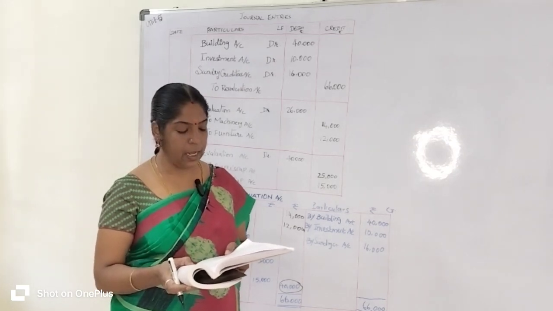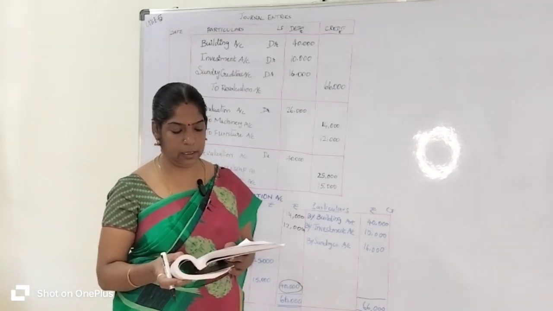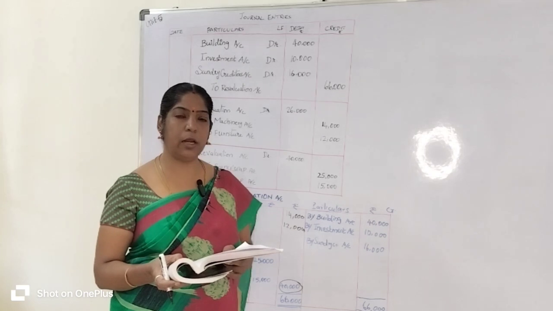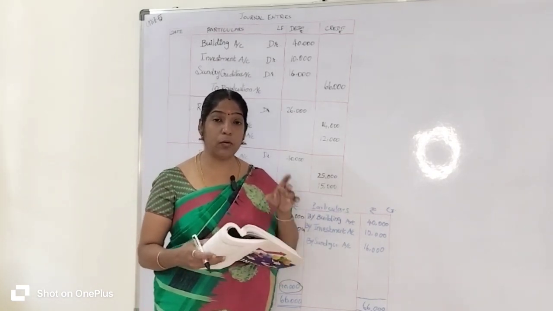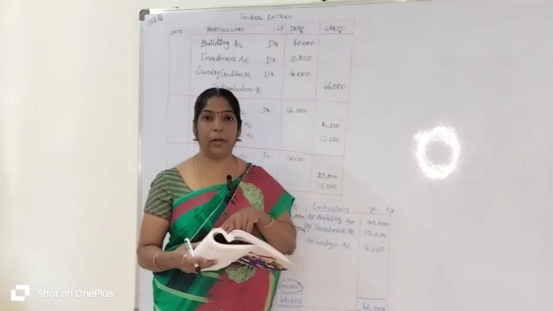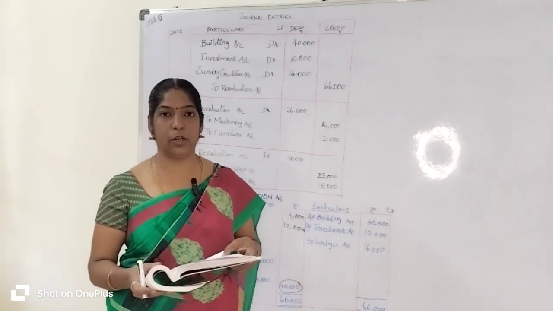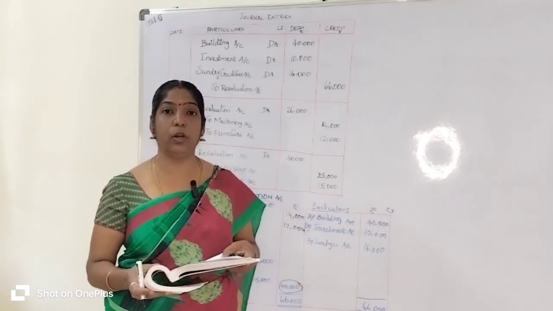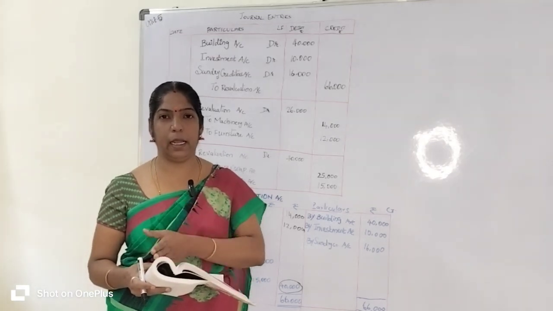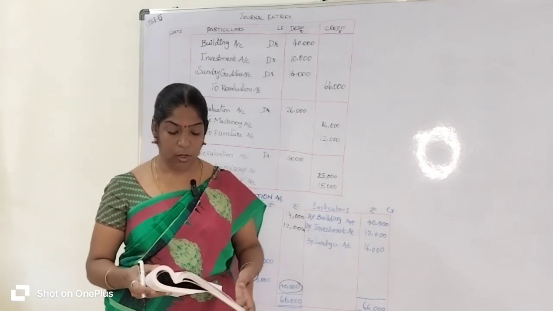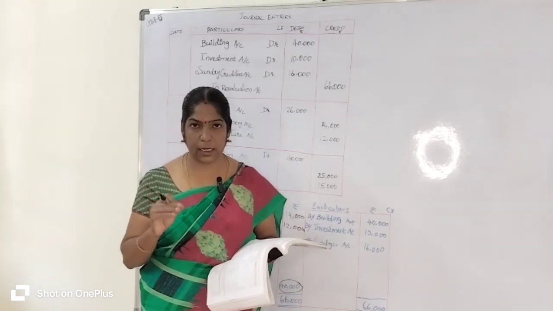Listen. The first one: to increase the value of the building by 40,000 rupees. Building belongs to which account? Asset account. We are going to consider only assets and liabilities, because at the time of admission of Kausalya, the new partner, we reevaluate the assets and liabilities. So we only consider assets and liabilities from the given information. Got it? So the building belongs to the asset account.